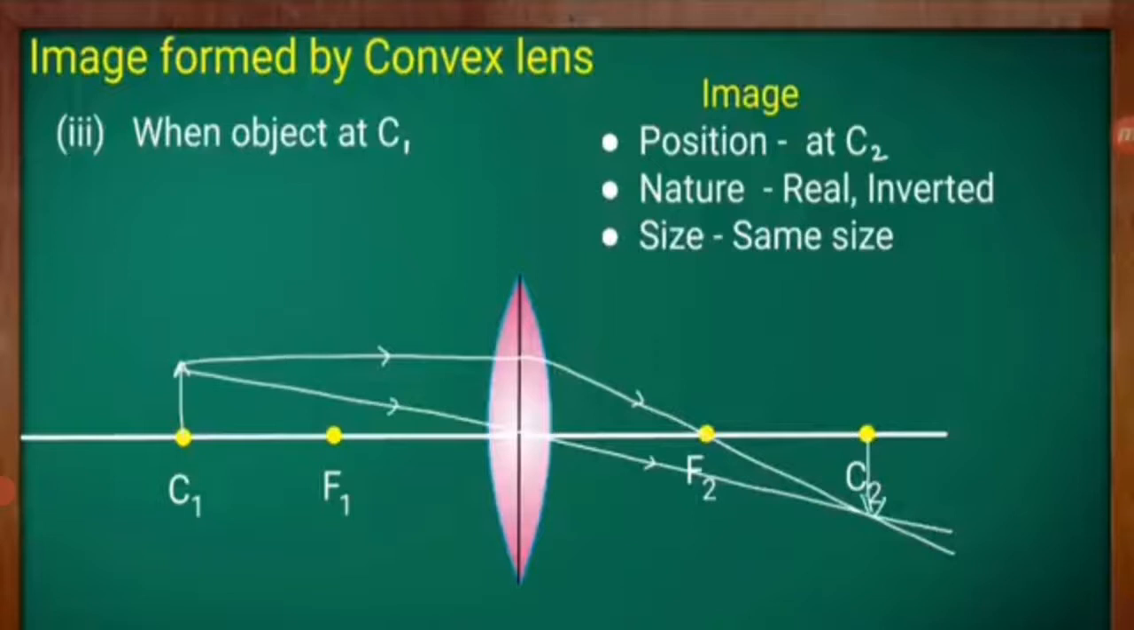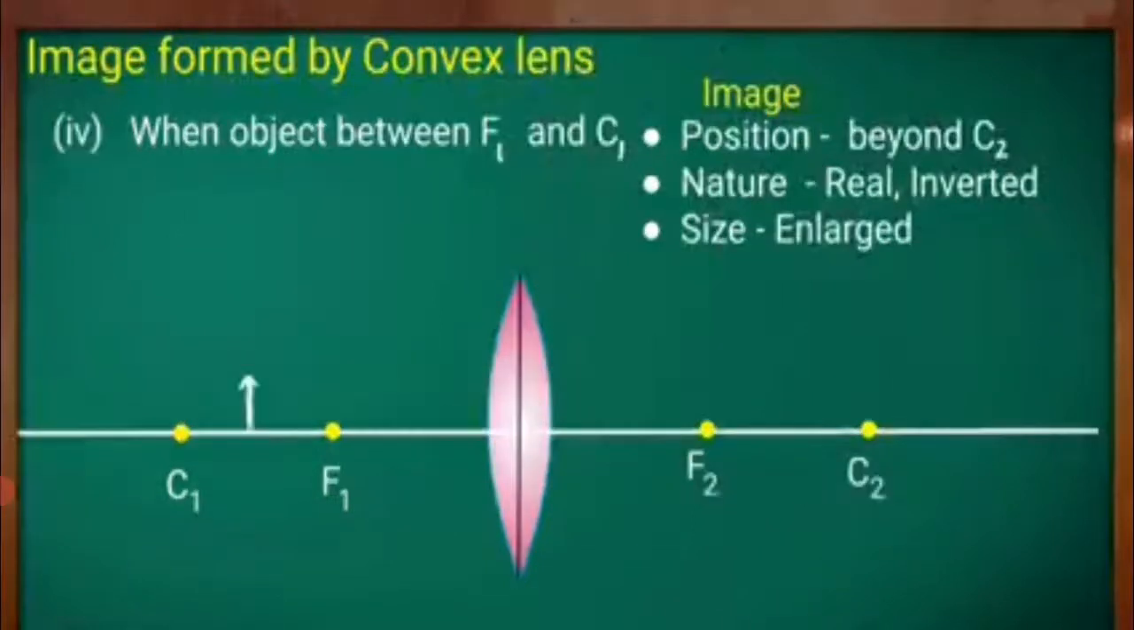So now as I have considered the 2 rays, both are meeting at the point C2. Therefore the image is formed at C2, and the nature of the image is real and inverted, and the size of the image is the same size as that of the object. Therefore, if I consider the object at C1, the image will be formed at C2.